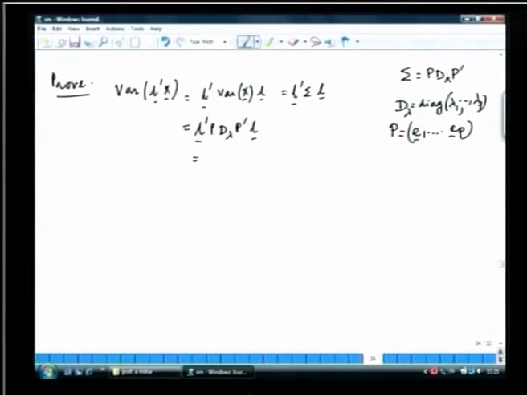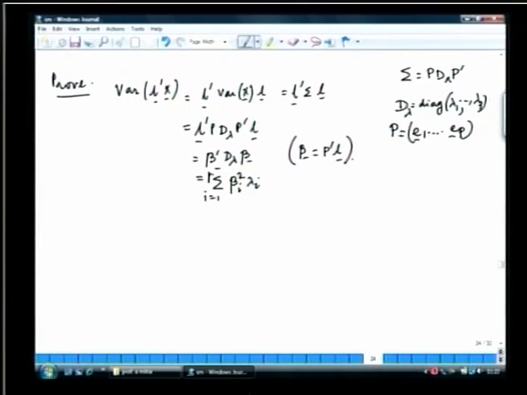Now, I can write this L prime P D lambda P prime L as beta transpose D lambda beta, where beta is nothing but P prime L. I have a beta vector, a diagonal matrix whose diagonal elements are lambda i's, and then the beta vector again. So, that is nothing but a summation of the type beta i square lambda i, i from 1 to p.